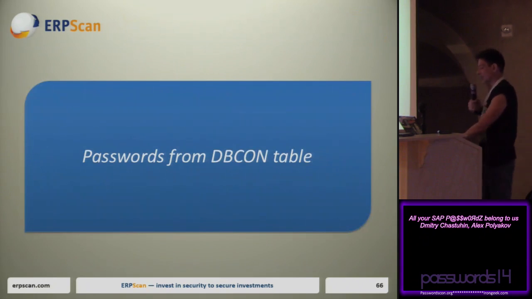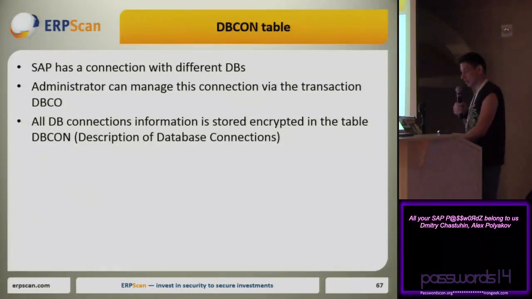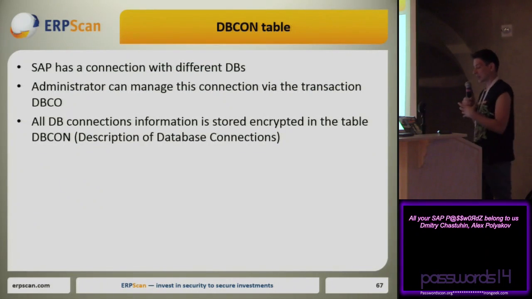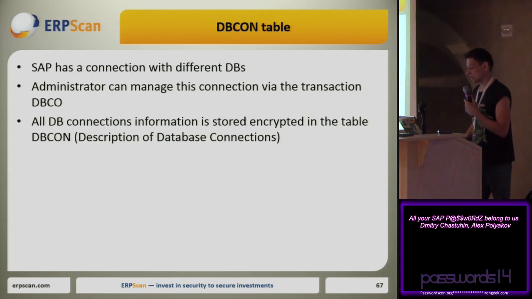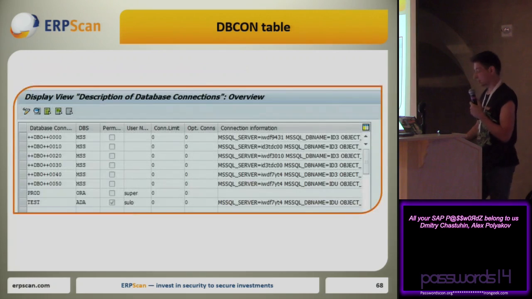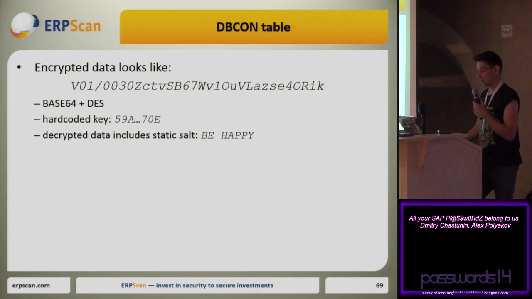Okay, let's go to another interesting table, the DBCON table. As you know, SAP has connections with different databases, and an administrator can manage these connections via transaction DBCO and get information from the database, some kind of statistics. All database connection information used in the DBCO transaction is stored encrypted in the table DBCON. Let's look at this table. That's how the DBCON table looks: information about the connection, username, and password, of course.